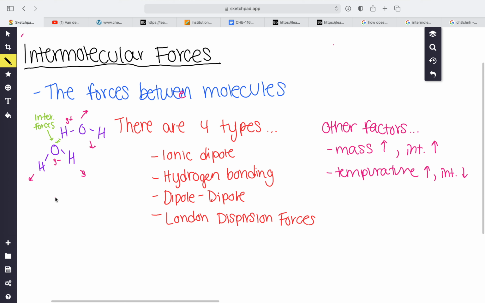So what intermolecular forces are, they are forces between molecules, right? So I have a little picture here depicting this. Don't mind the arrows, just focus on your water molecules. I'll talk about this a little bit later, but what we say is that one hydrogen, or both hydrogens, are slightly positive and the oxygen is slightly negative.